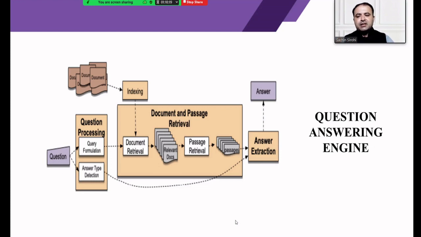Now the question answering engine. If I'm asking something, there is question processing, query formulation, and answer type detection. It will entirely process all these things: document retrieval, relevant documents, passage retrieval. Then it will provide the answer.